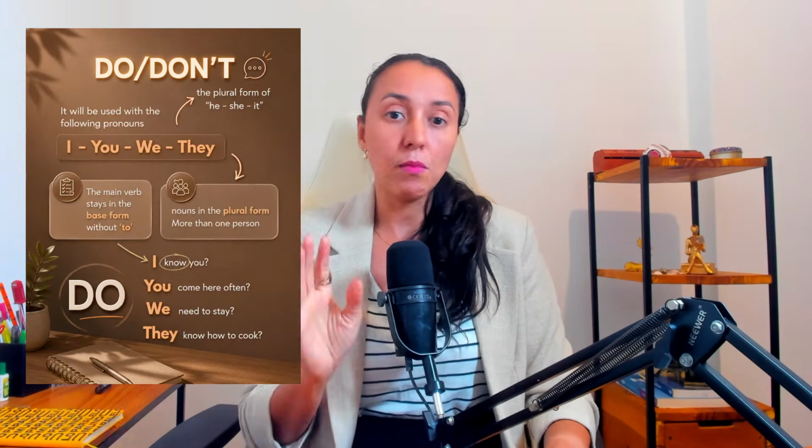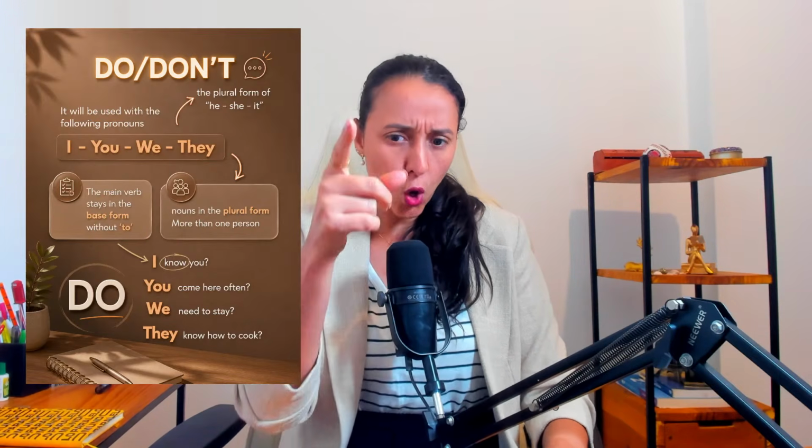For example, here I'm only using one verb. Do I know you? That's just one verb. But the more you advance, the more combinations you can make, okay? So that is a very important observation. So, do we need to stay? Do they know how to cook?